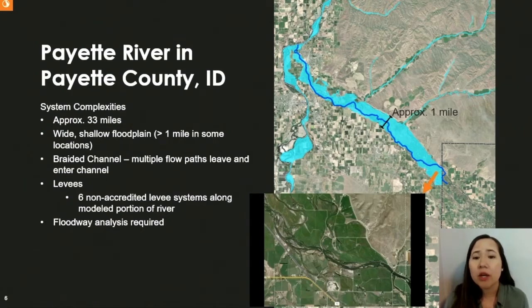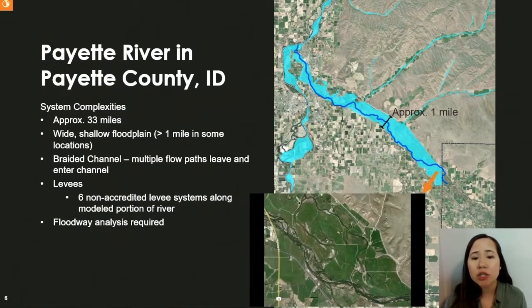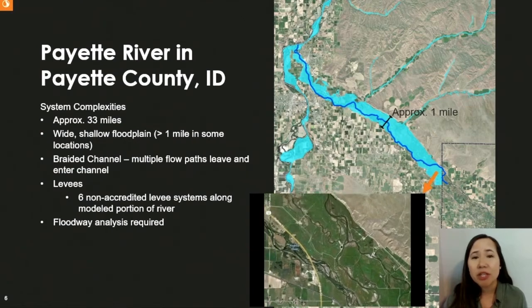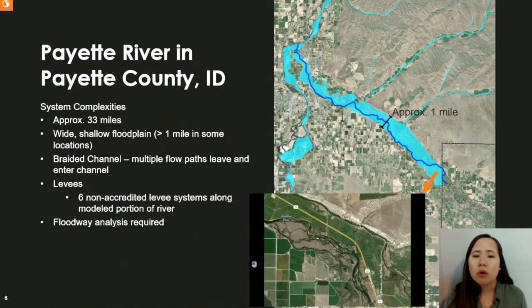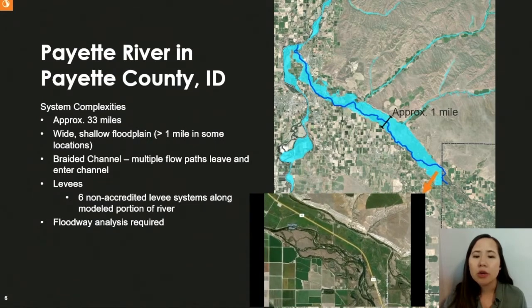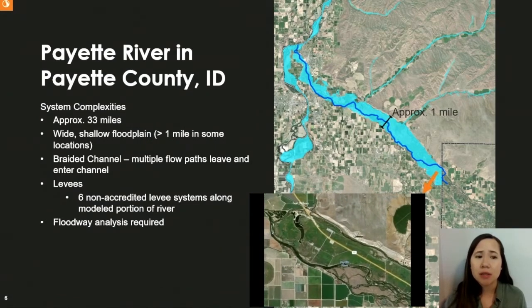The effective 100-year floodplain is shown on this image here, and in many locations it's about a mile wide. On top of that, the channel itself is a braided channel with multiple irrigation ditches, subchannels, and adjacent tributaries that join the floodplain. So a 1D model really wasn't going to accurately capture how complex this system is.